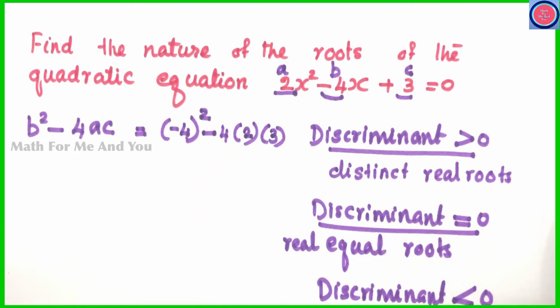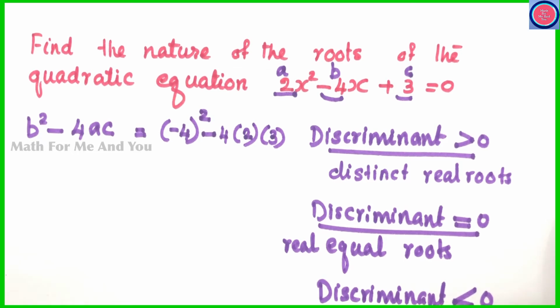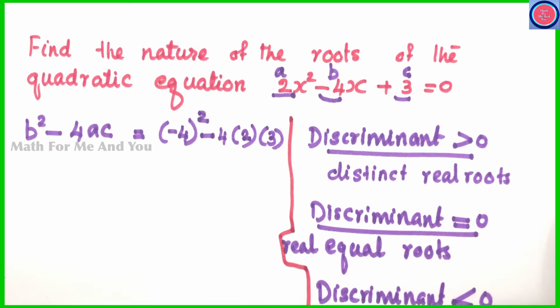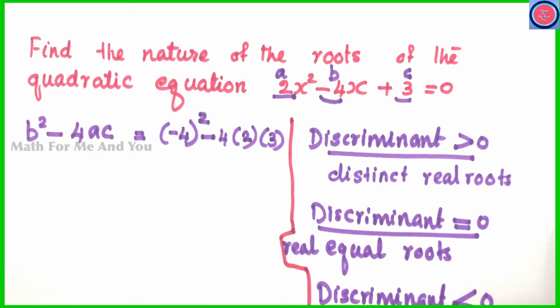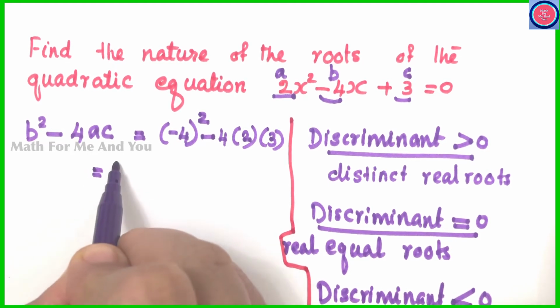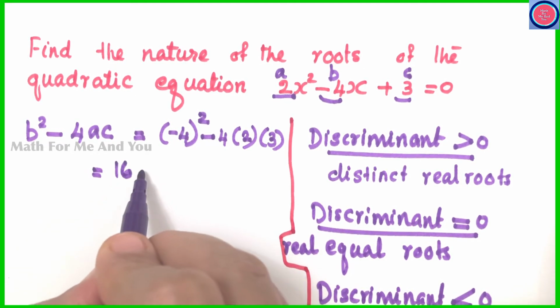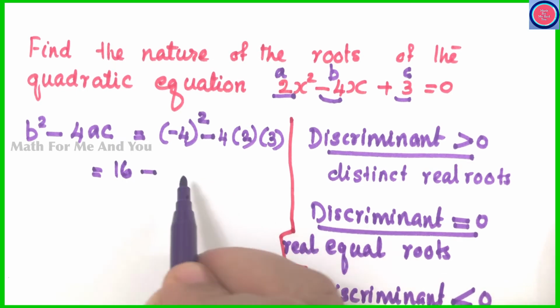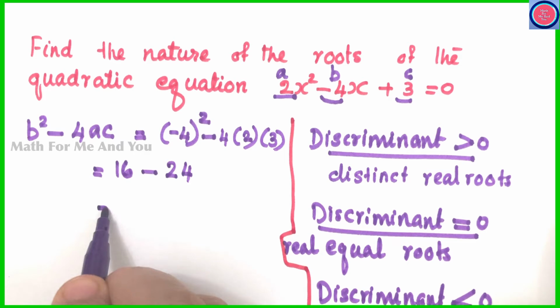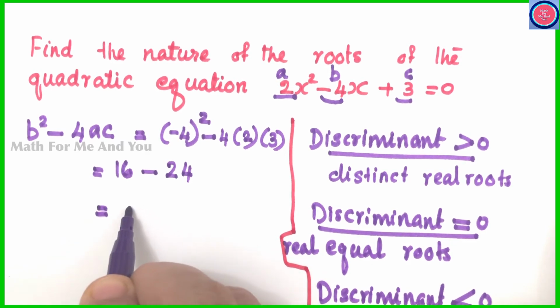That is equal to minus 4 square. A negative number raised to an even power, we get the answer positive. What answer do we get? We get positive 16. Minus 4 square is positive 16. Minus 4 times 2 times 3, 8 times 3 is 24. 16 minus 24, what do we get? Minus 8.